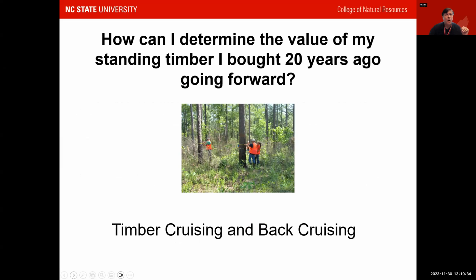So how do I figure out if I bought property 20 years ago? How in the world am I going to figure out what my basis is? This 20 acres or 40 acres had timber sitting on it, maybe 30 feet high when I bought it. So how can I figure out what my timber basis was from the time I purchased it? So I was going to give just a very brief overview of timber cruising, and then another thing called back cruising, and the two sort of work in concert with each other.